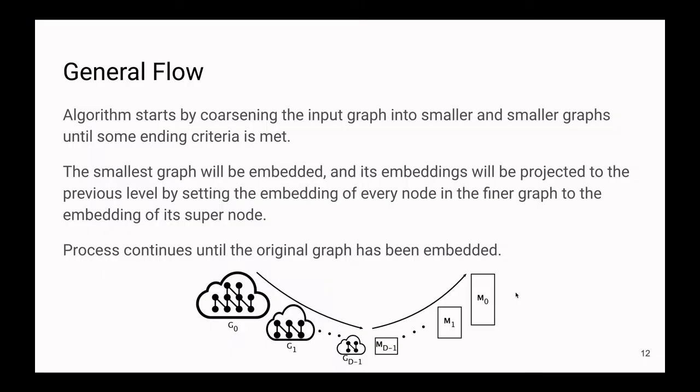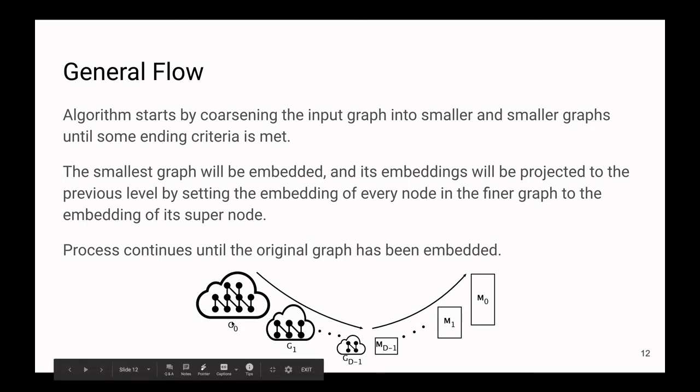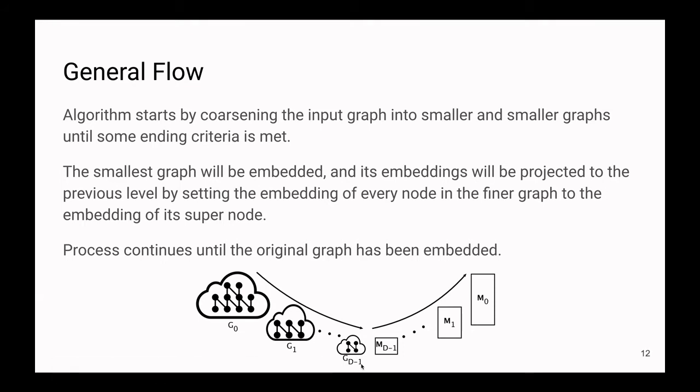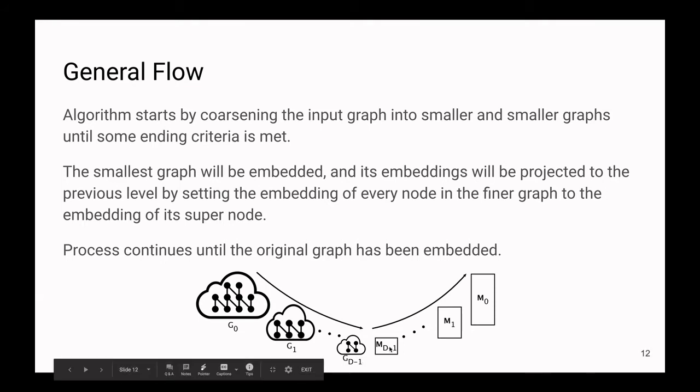The Gosh algorithm starts by coarsening the input graph into smaller and smaller graphs until some ending criteria is met. This can be seen on the left of the figure, where G_0 is coarsened to G_1, and G_1 is coarsened all the way through to G_(D-1). Then, the smallest graph will be embedded, and its embeddings, M_(D-1), will be projected to the previous level by setting the embedding of every node in the finer graph, M_(D-2), to the embedding of its supernode in M_(D-1). This process continues until the original graph G_0 has been embedded and M_0 is obtained.